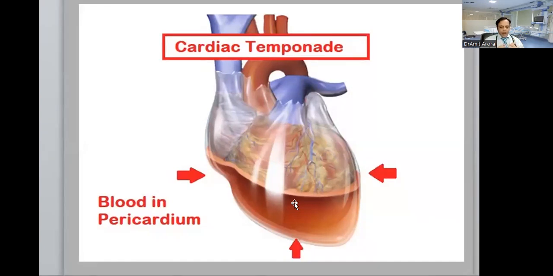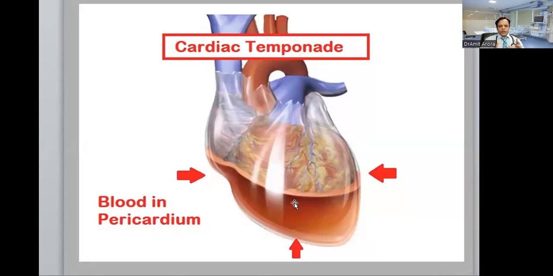I'm going to compare this with pericardial effusion so that in future you should never get confused between the two. So strangulation means the heart is non-contractile. It can happen in hemopericardium and tension pneumothorax, two main important reasons. And the other one is pericardial effusion.